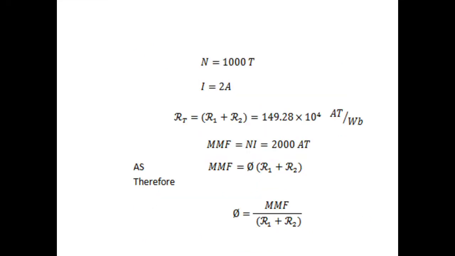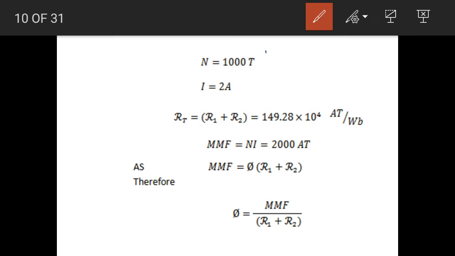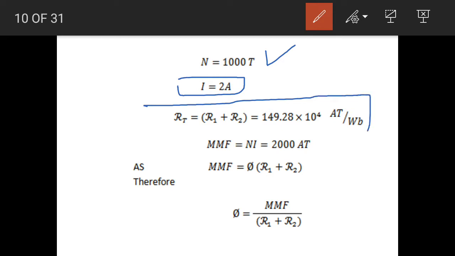Well, the number of turns of the coil is given to you guys, which is 1000, and the current in the coil is 2 ampere. The total reluctance of this series magnetic circuit will be equal to R1 plus R2, which is 149.28 into 10 raised to power 4 ampere turn per Weber.